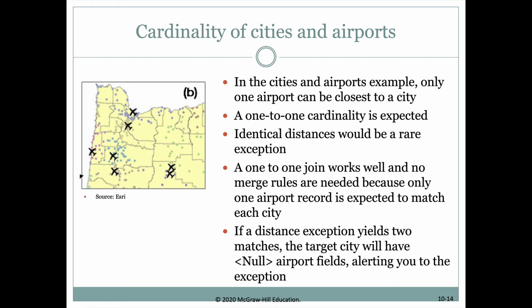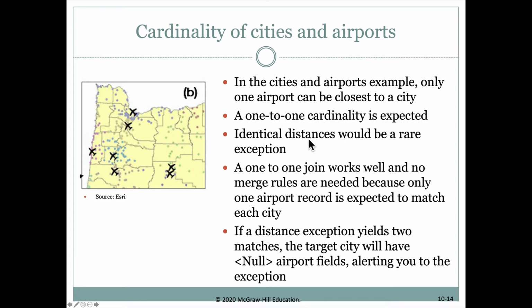Let's look at some examples of spatial joins where it's important to consider the cardinality. This one here shows cities and airports. And in this one, a one-to-one cardinality is expected. We're expected to find the airport closest to each individual city.